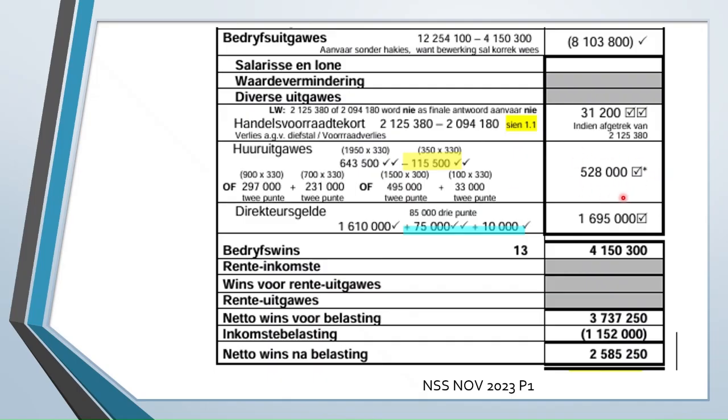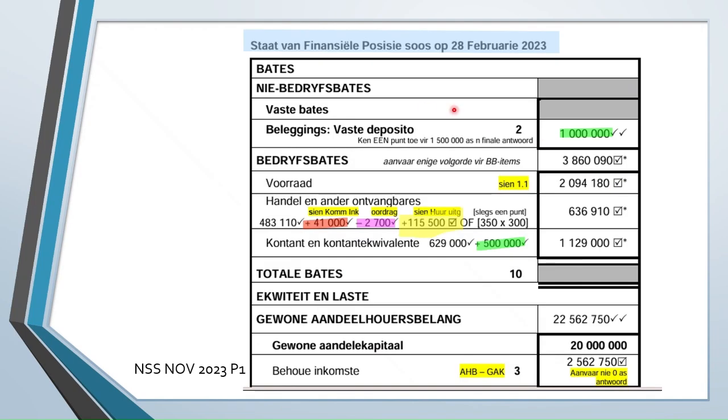This is the total rent expense for the current financial year. And in the statement of financial position, at trade and other receivables, so this is under the current assets, we will also show the figure 115,500, the rent expense that has already been paid.